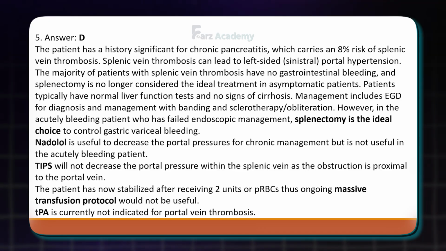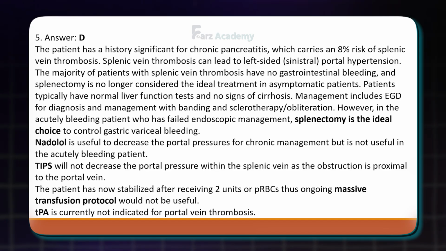Ruling out other options: nadolol is useful to decrease the portal pressure for chronic management, but not useful in an acutely bleeding patient. TIPS will not decrease the portal pressure within the splenic vein as the obstruction is proximal to the portal vein. So TIPS was not an option in this. The patient has now stabilized after receiving 2 units of PRBC. Thus, ongoing massive transfusion protocol would not have been useful in this patient. And the last one, TPA is currently not indicated for portal vein thrombosis.